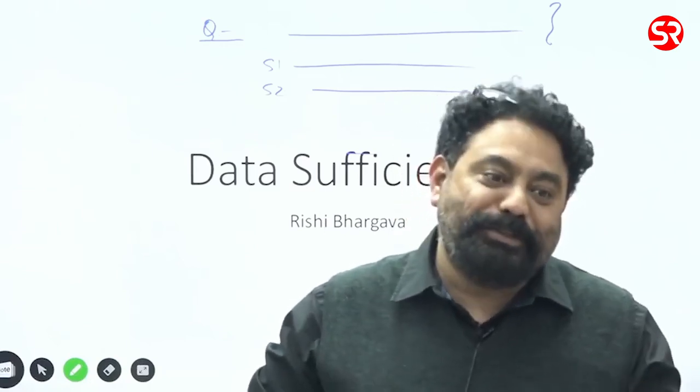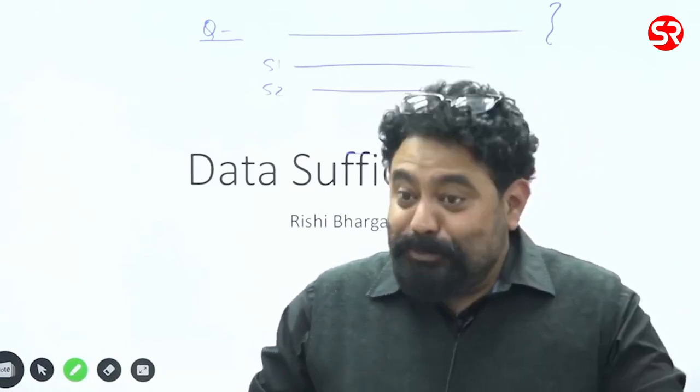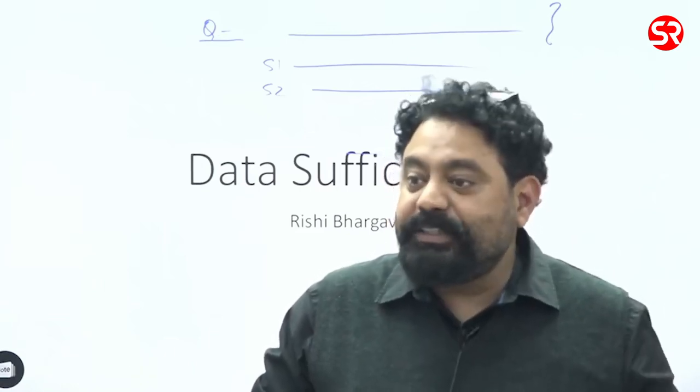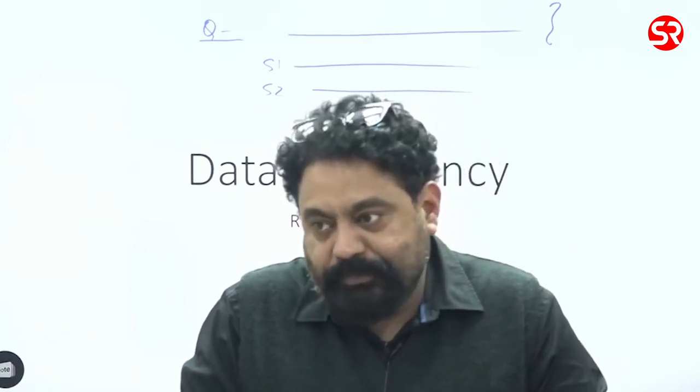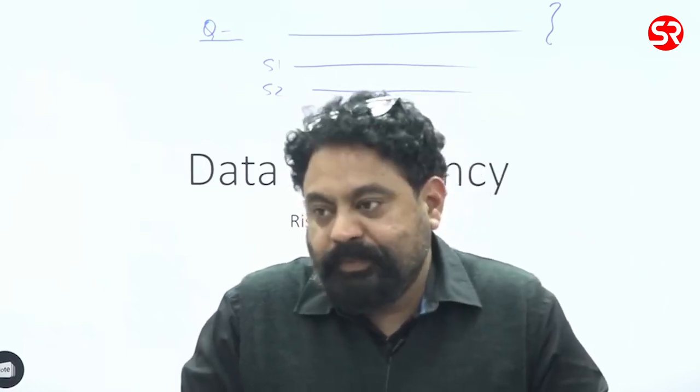The answer is 1 if the question can be answered using one of the statements alone, but cannot be answered using the other statement alone. Answer is 2 when the question can be answered by statement 1 also and statement 2 also. Answer is 3 when the question can be answered only when we mix the two statements. And answer is 4 when the question cannot be answered even by mixing these two statements. But the problem is data sufficiency has rules, and nobody teaches you rules.